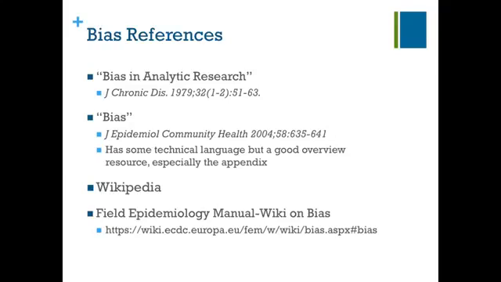Others sound the same but are different, like survivor bias is not the same as surrogate bias. I have found in general that Wikipedia tends to have fairly basic and reasonably accurate explanations of biases, though you may want to corroborate with other sources for a more in-depth understanding. The Field Epidemiology Manual wiki on bias is also excellent.